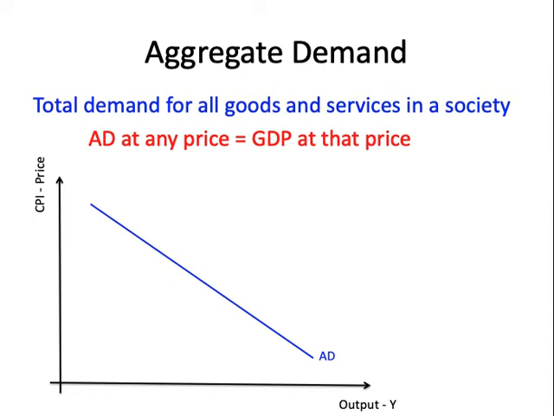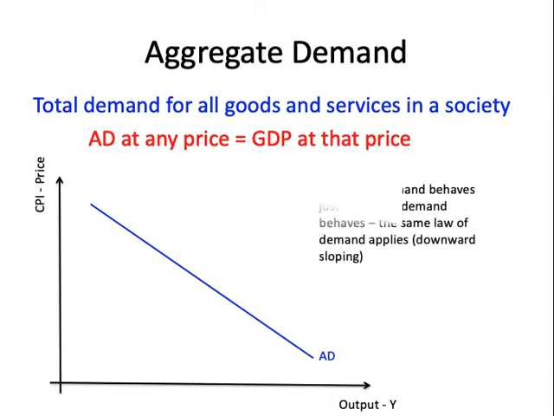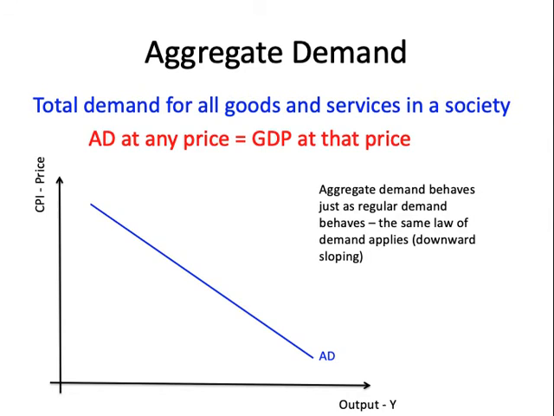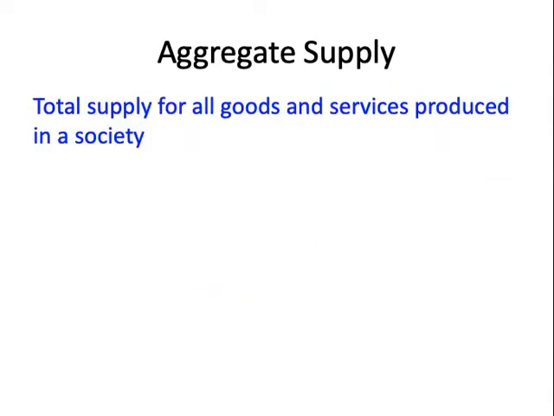And so now we're going to look at aggregate supply. Aggregate demand behaves just as regular demand behaves. The same law of demand applies, downward sloping, which I just mentioned. If we want to look at aggregate supply, it is the total supply for all goods and services produced in a society. Again, similarly, aggregate means all, everything, the total amount, versus regular supply or microeconomic supply being the supply of a singular good.